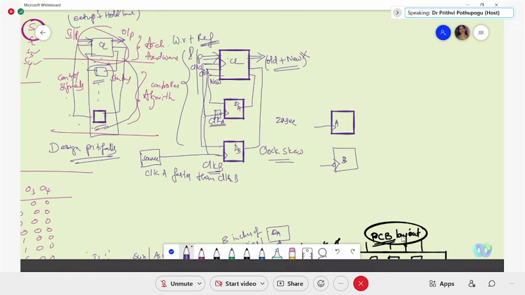What is the lapse? This will be half of the time period. Half clock. Half clock you will be getting. That means this you cannot avoid.